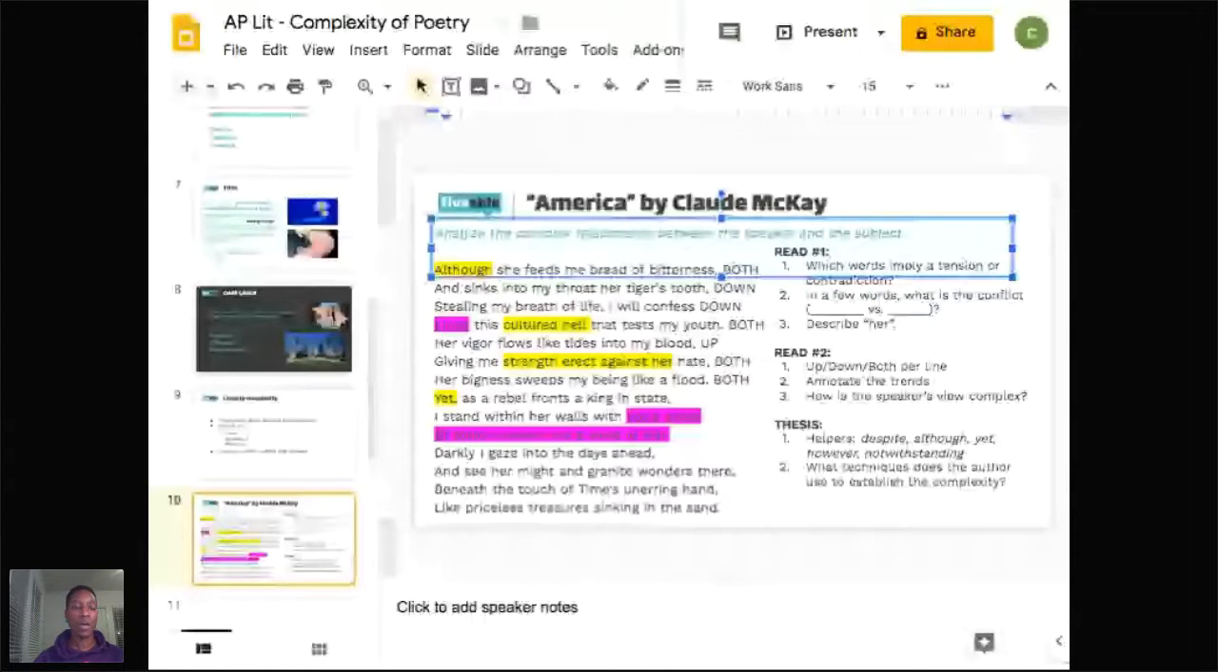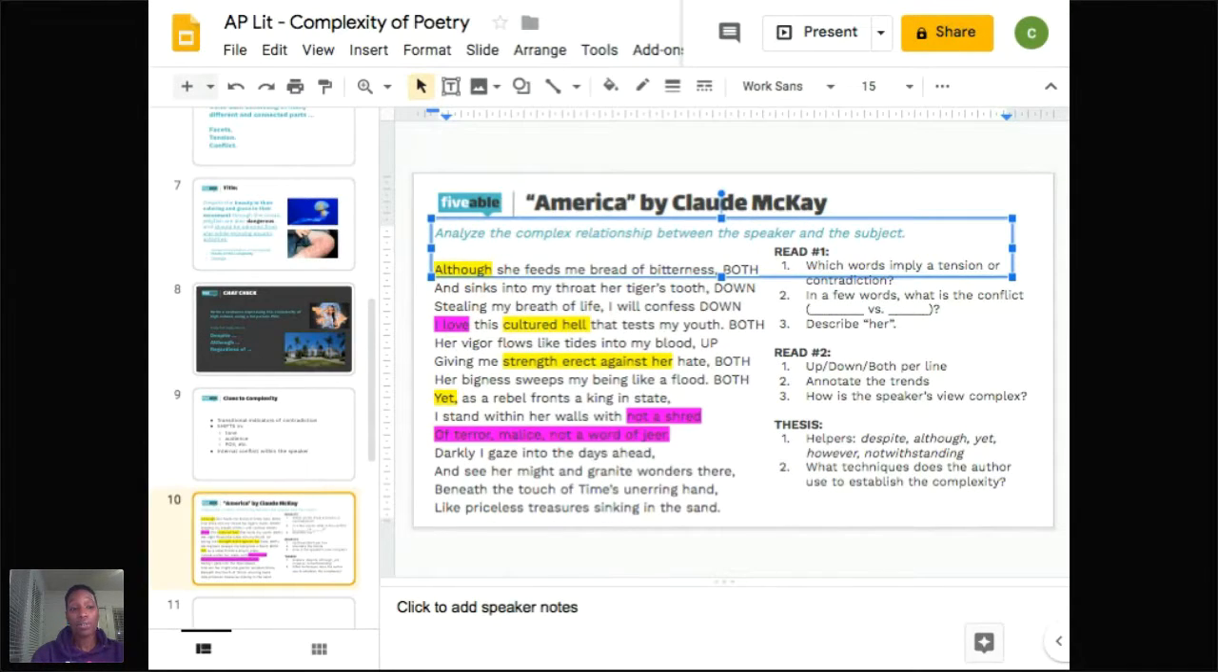He sees time taking care of it. That was trying to lead you. I'm not trying to lead you. What do you think about the speaker? How would you describe him? In order to be able to write about the complexity of the relationship, which is what the prompt says, right? Analyze the complex relationship between the speaker and the subject. And in order to analyze the relationship, we have to know who's in the relationship.